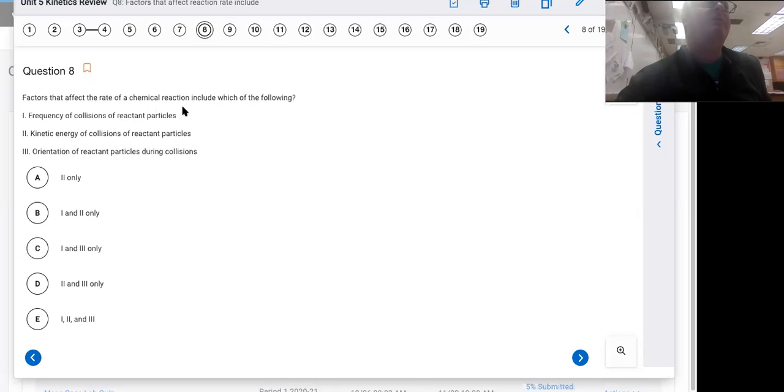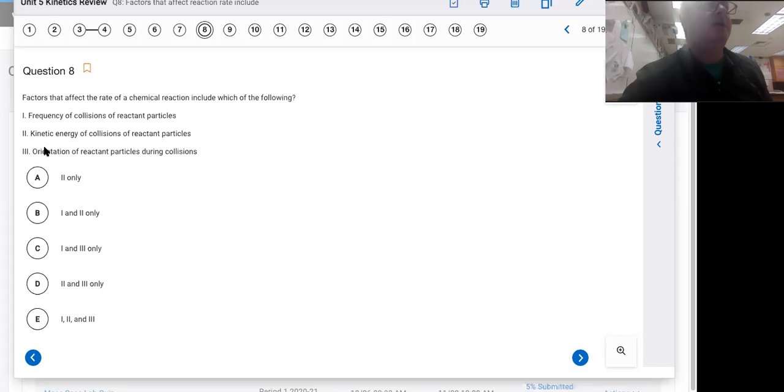Factors that affect the rate of a chemical reaction include which of the following? So frequency of collision, more collisions, higher rate, less collisions, lower rate. Kinetic energy of collisions, just like we said, that Maxwell curve, it's going to change the percentage of particles that have higher energy. Orientation of a reactant. Yeah, that's also going to do it.